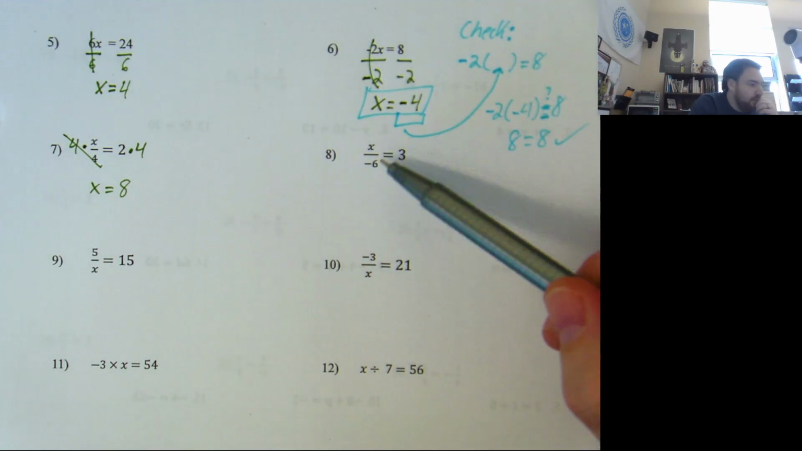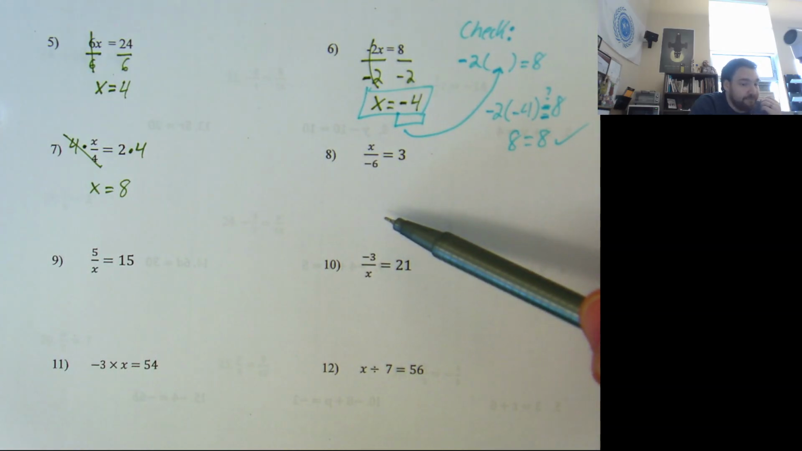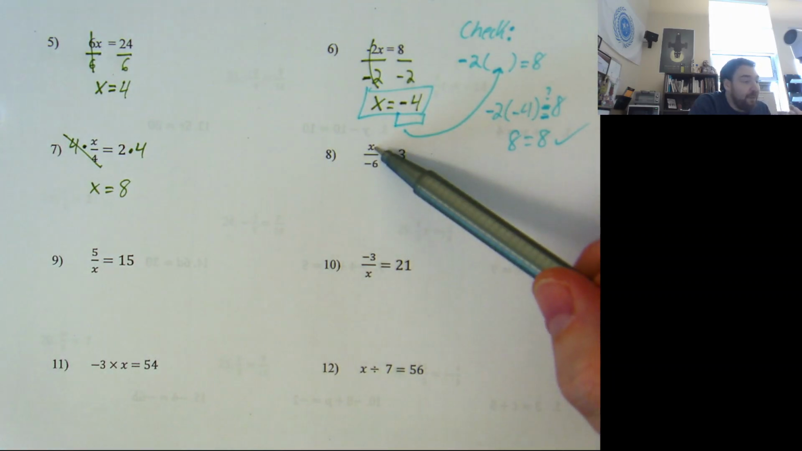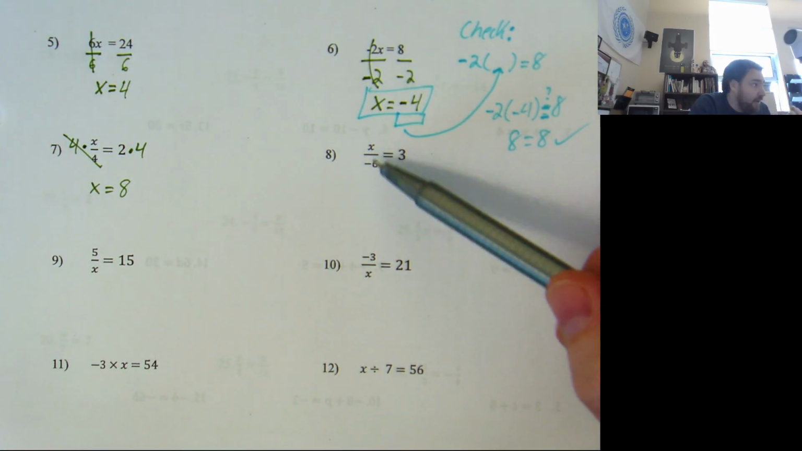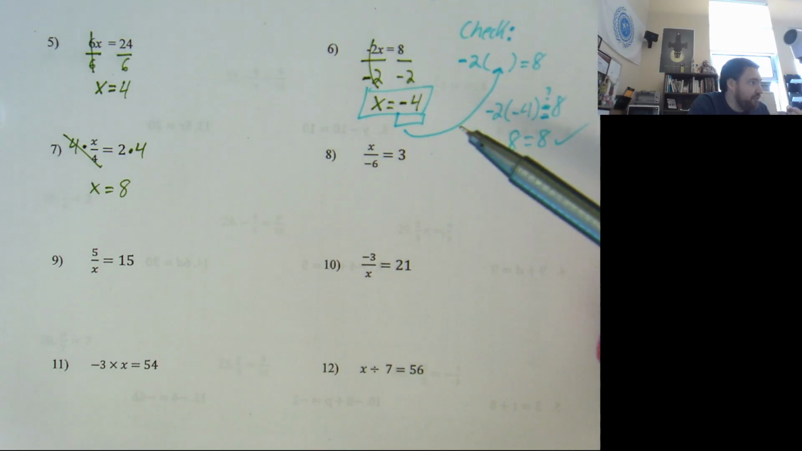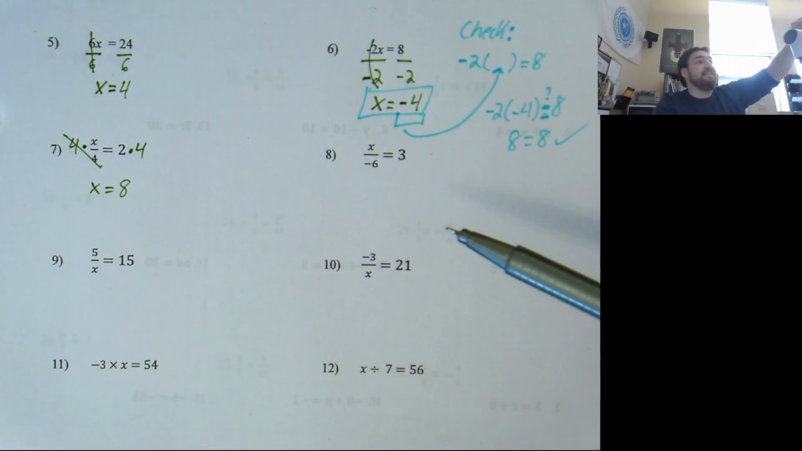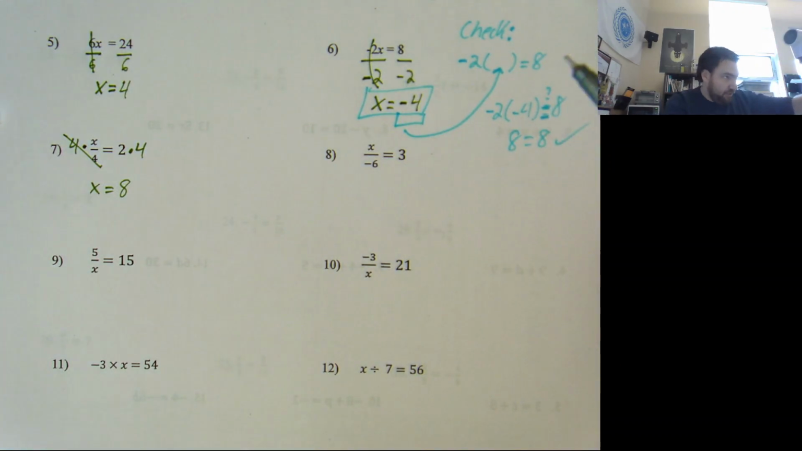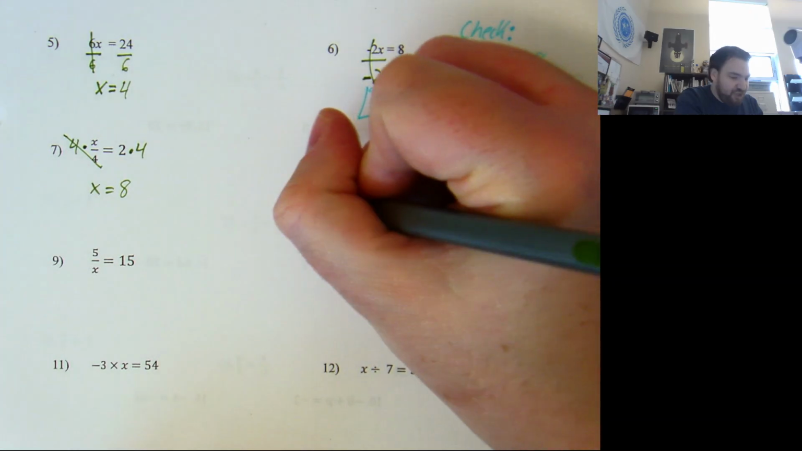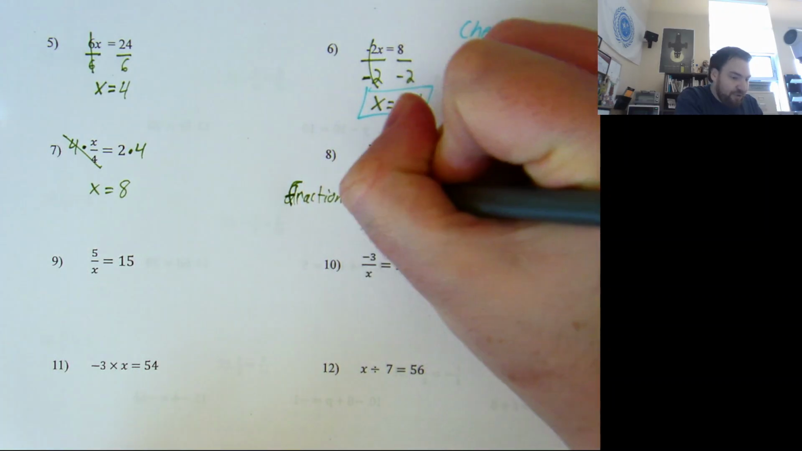Okay, next one. I've got x over negative 6 equals 3. So when I'm writing things as a fraction, what operation is that? Don't listen to Jared. Jared's trying to mess with you. No, fractions are not multiplication. Well, what is the operation that is a fraction? Division. Okay, so I'll write it this way: fractions equal division.